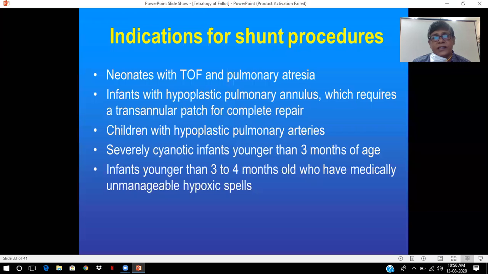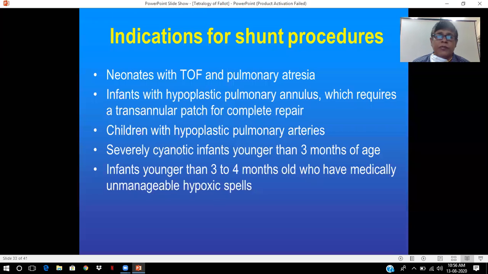Now, in these cases, a shunt procedure has to be done. And who are the candidates for the shunt procedure? Neonates with tetralogy of Fallot and pulmonary atresia. That has to be done immediately after birth, as soon as you diagnose. Otherwise, it is not compatible with life unless there is some PDA which can help in survival.